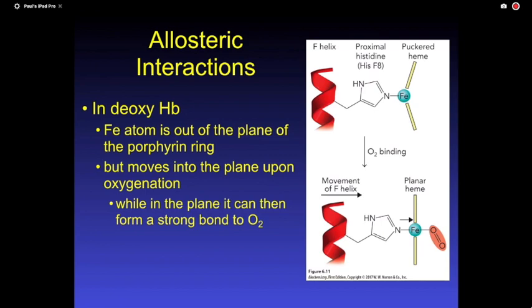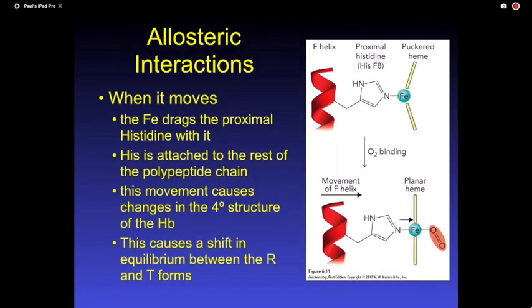All right, but it's all because it's covalently linked. Okay, and it drags and it has to move the rest of the chain.